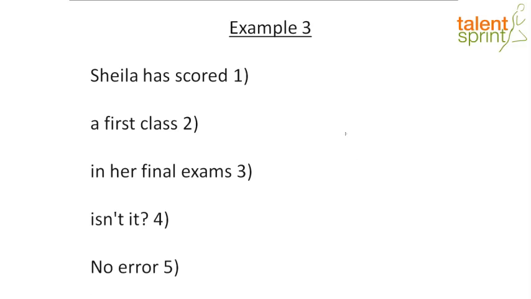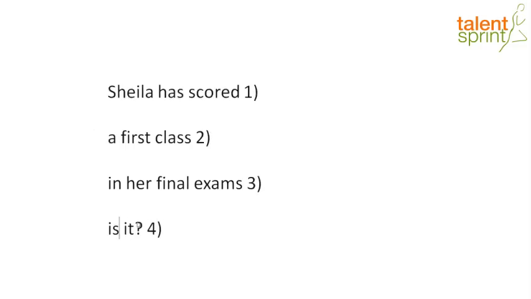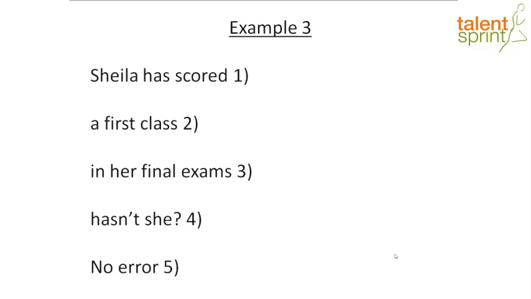Sheila has scored a first class in her final exams, isn't it? This is a pretty easy one again. Sheila has scored a first class in her final exams. Positive statement, so I need a negative question tag, but I also need to use the verb has. We're going to use the same verb in our question tag as well. Error is in part 4. Let's go ahead and make that change. There you go: Sheila has scored a first class in her final exams, hasn't she?